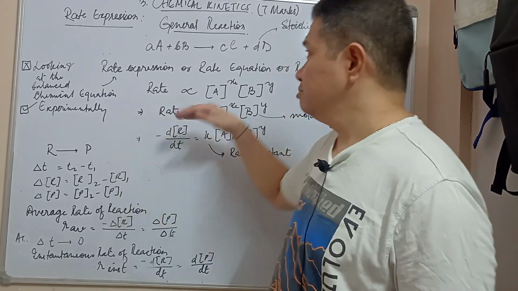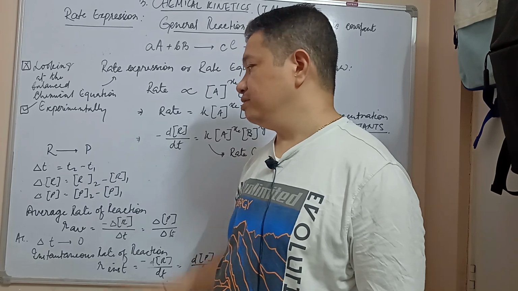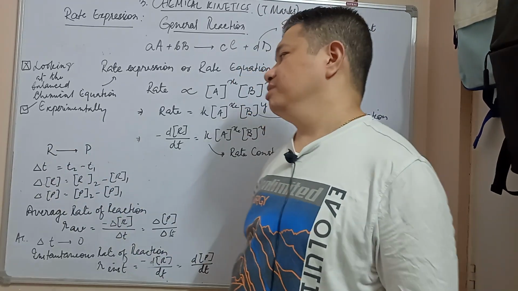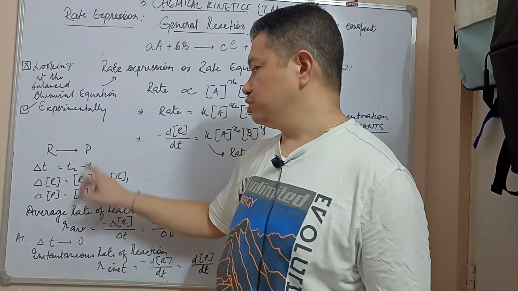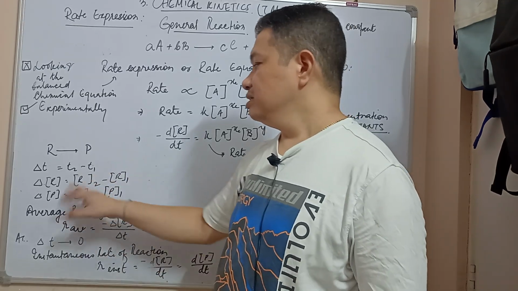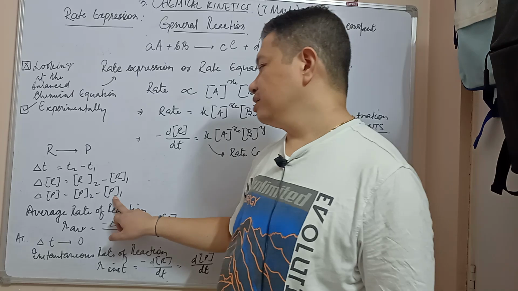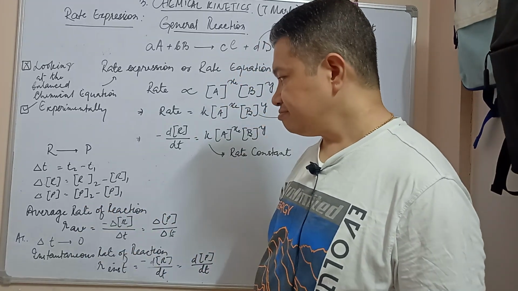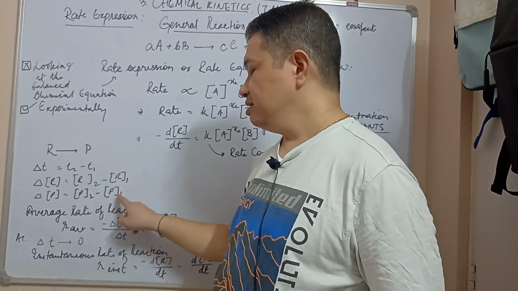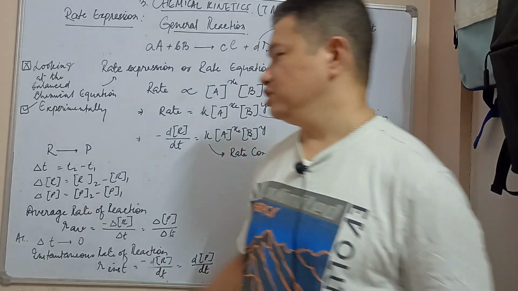The rate of reaction is measured by how reactants or products change between time T1 and time T2, so delta T is T2 minus T1. The change in concentration of reactants is R2 minus R1, with initial concentration R1 and final concentration R2. Similarly, the change in concentration of the product is P2 minus P1, initial and final. Since the initial product concentration is 0, the change in concentration of products is positive.